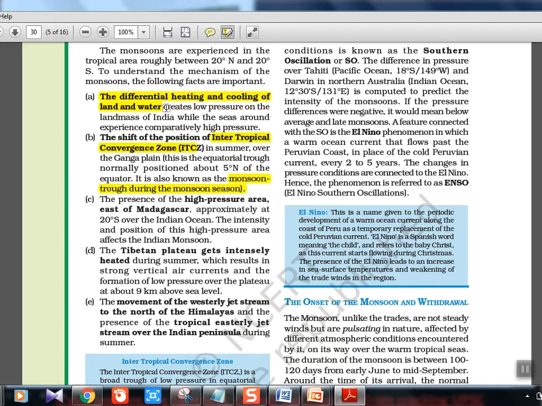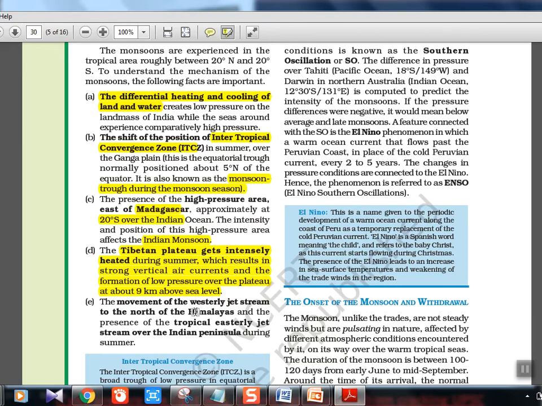So differential heating and cooling, intertropical convergence zone shifting, then the Madagascar thing I told, presence of a high pressure area east of Madagascar, which is also called Mascarene High, approximately 20 degree Indian Ocean. The intensity and position of the high pressure area affects the Indian monsoon. The Tibetan Plateau, which I told, gets intensely heated during summer, which results in strong vertical currents and the formation of low pressure over the plateau at about 9 km above sea level. So everything I have told you as a story. Now just make a note of these points.